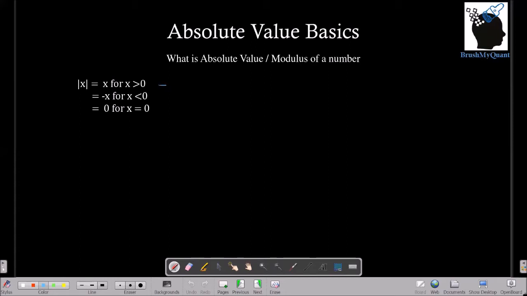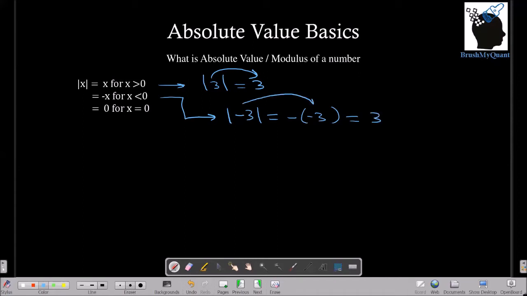So in this case, what we are saying is mod of 3 will be equal to 3 itself because 3 is greater than 0. So mod of x is equal to x. In the second case, we are saying mod of minus 3 will be equal to minus of minus 3, which is nothing but plus 3. So mod of x is equal to minus of x when x is less than 0. And in the third case, we are saying mod of 0 will be equal to 0 itself.